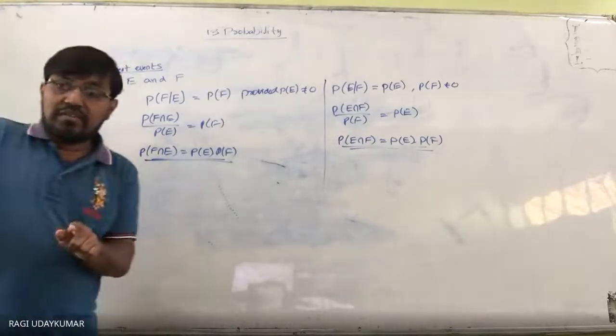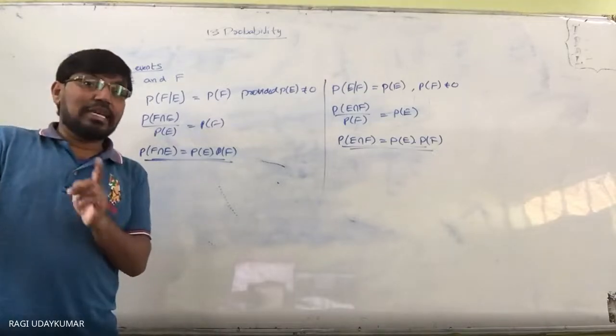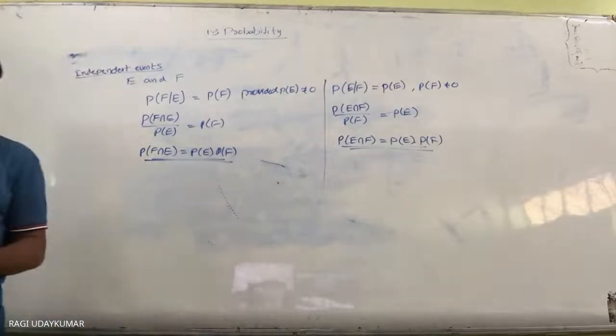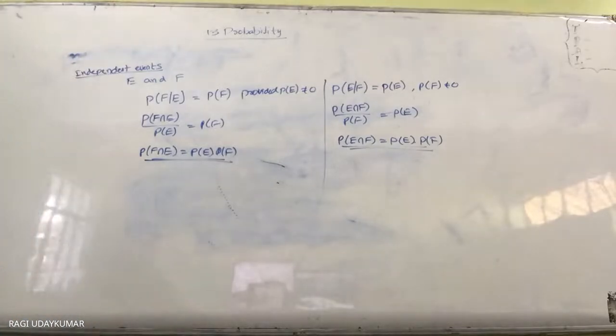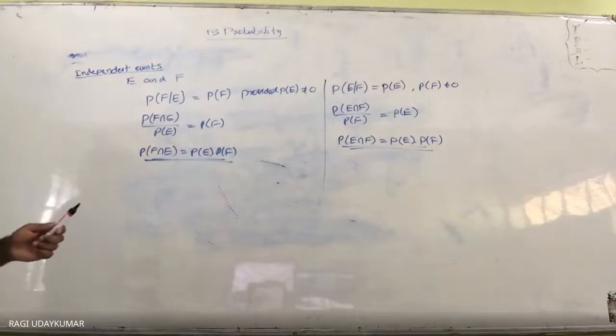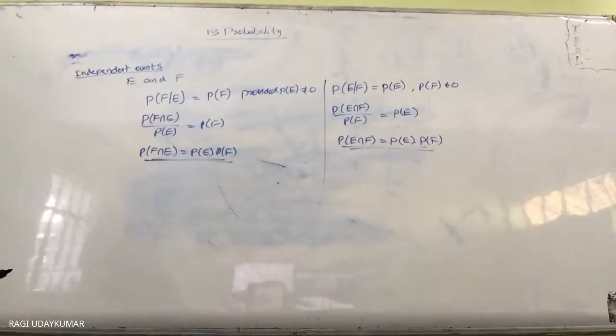Mutually exclusive events are those where the intersection part is equal to 0, that is, the probability of E intersection F is equal to 0. If there is no intersection, then they are called mutually exclusive events. There is a lot of difference between mutually exclusive and independent events. There are problems on this in your exercise also whenever you take it into consideration. So let us enter into the exercise problems here.